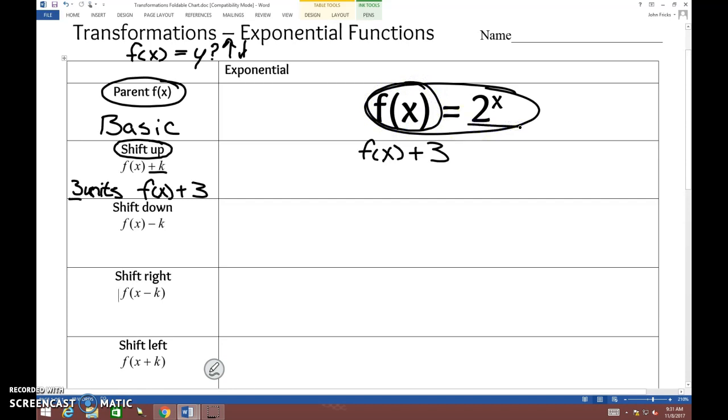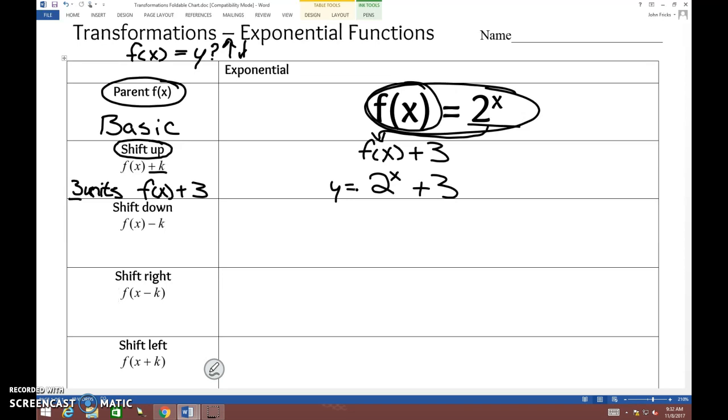So if we use substitution and take that 2 to the x power and substitute it in for that f of x, then we find that our new equation is going to read 2 to the x power plus 3. And if we want to make it an equation, all we have to do is put y equals on the end. Or since f of x is the same thing as y, we could put f of x on the end. But what we're looking to do here is add 3 to the end of an equation to make it go up 3.